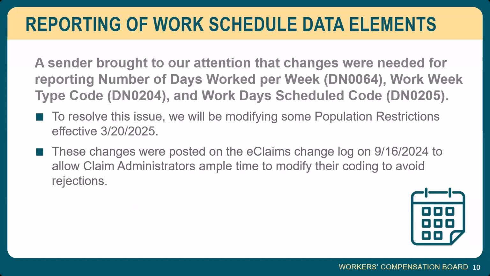Another change we made, we had a couple senders bring to our attention. The changes may be needed for reporting both number of days worked per week, DN64, work week type code, DN204, and work days schedule code, DN205. So to resolve the issues they brought forth, we're going to modify some of those population restrictions effective on March 20th of next year. We posted those on September 16th, and we wanted to give at least 6 months notice so that folks could code their systems appropriately.